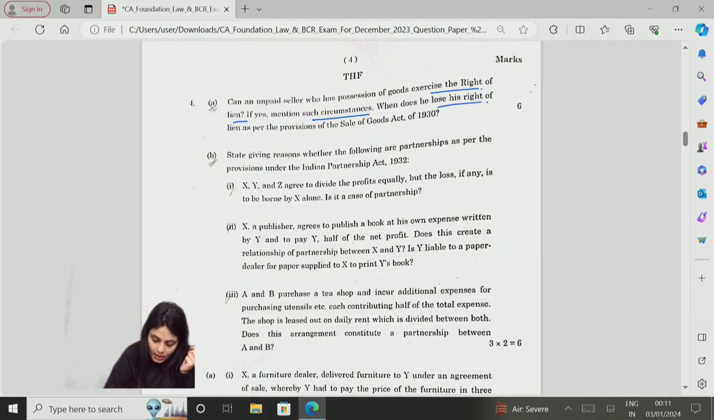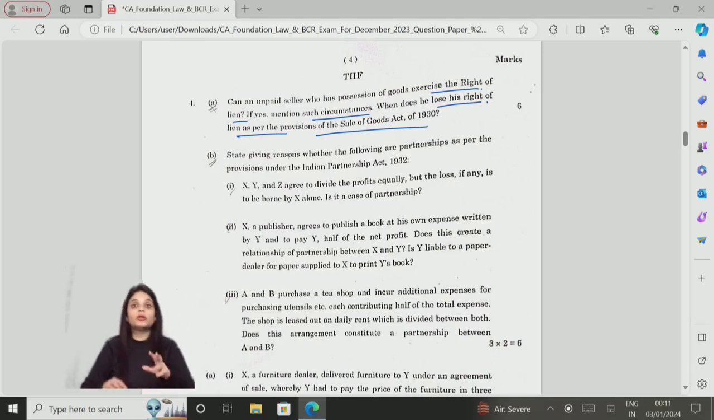When does he lose the right of lien as per the provisions of the Sale of Goods Act? The right of lien is lost in any of the following cases: when he dispatches the goods to the carrier for delivery to the buyer, or where the buyer or his agent lawfully acquires the goods, or where he loses it by estoppel or a waiver, or where the buyer tenders the payment. Tenders means he pays or offers to pay.